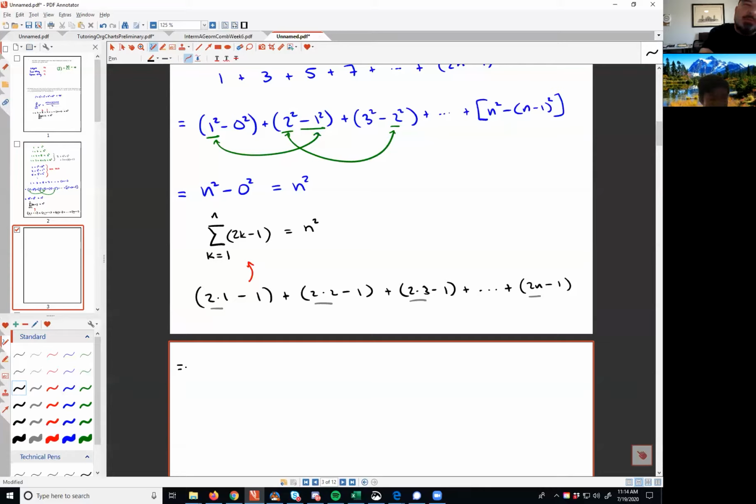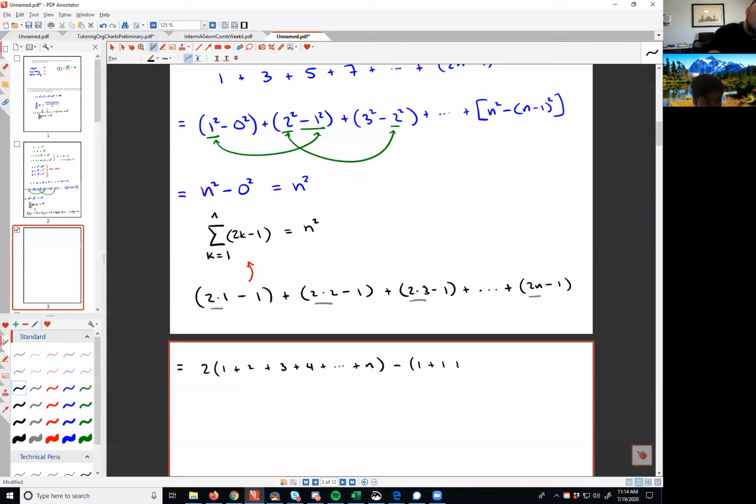Well, let's ignore the minus 1s for now. We have all these multiples of 2. How could we rewrite them? 2 times 0 plus 1. 2 times 1 plus 1. Oh, I'm thinking simpler than that. Oh. Just add those all up.